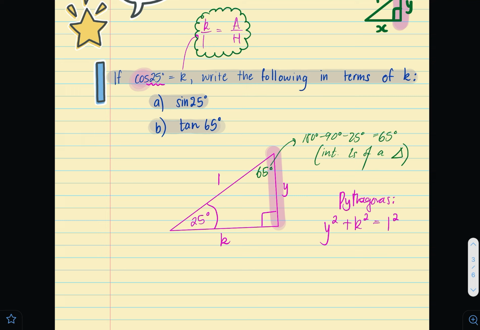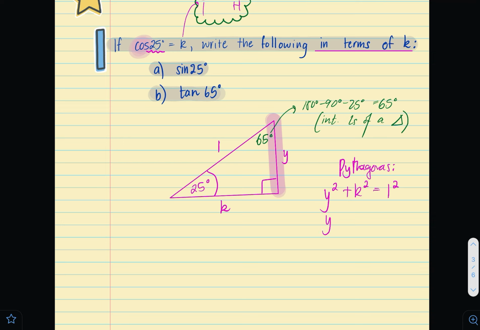The question wants our answers in terms of k. So this y squared needs to be replaced with k's. So I'm going to keep my 1 where it is, take the k squared over, square root both sides, and I get the vertical side of my triangle in terms of k, and that is now 1 minus k squared, all underneath the square root symbol.